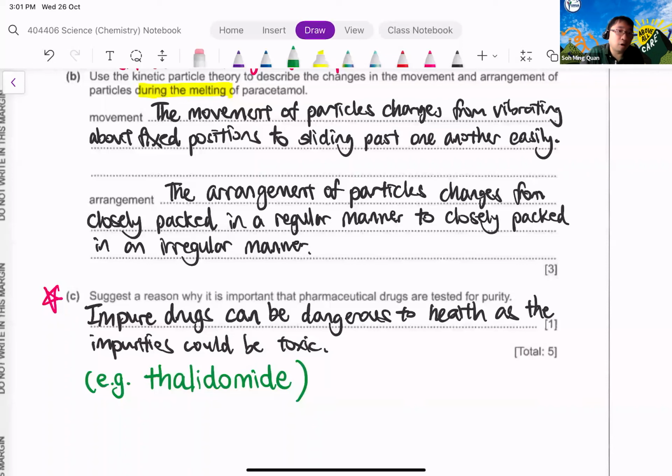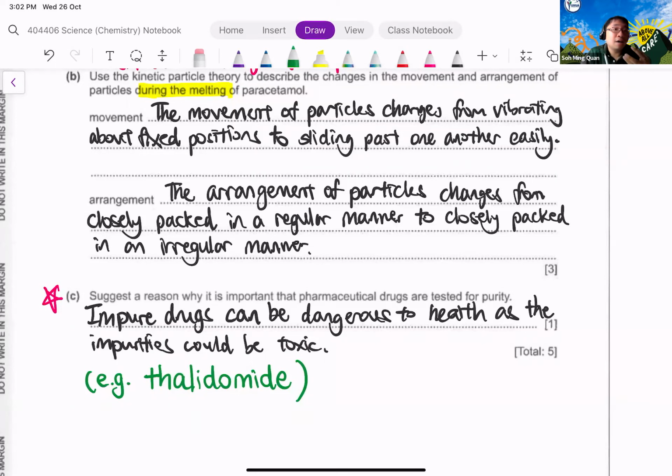The problem though was they gave it to pregnant women without testing for the purity of the drug. So as it turned out, there were impurities in this drug that was sold at the pharmacy. And millions of pregnant women took it without knowing that there were toxic impurities inside. As a result, many of the babies born had birth defects.